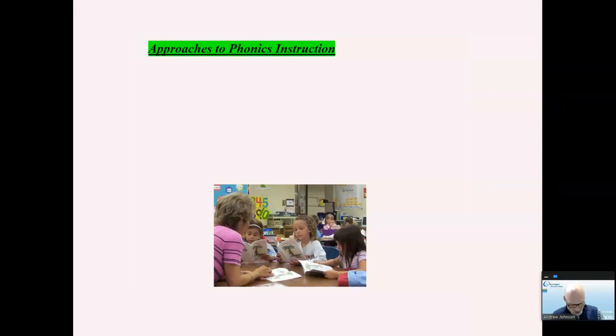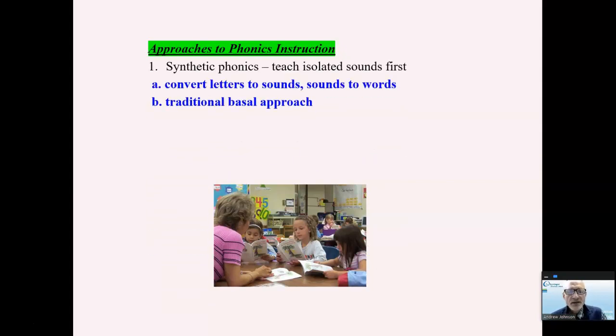All right, some approaches to phonics instruction. Well, there's kind of three. The first is synthetic phonics, and that's the traditional way of teaching phonics. We teach isolated sounds. You convert the letters to sounds and the sounds to words, and you put them together. Synthesis, synthetic material. That is the traditional way that most people think of phonics.